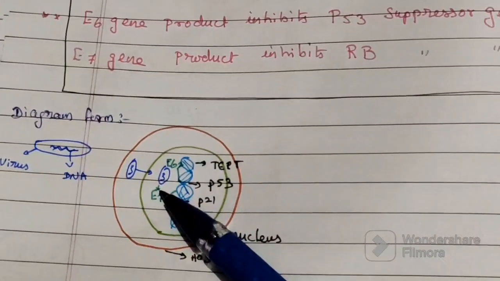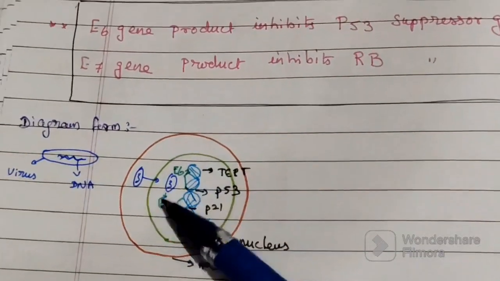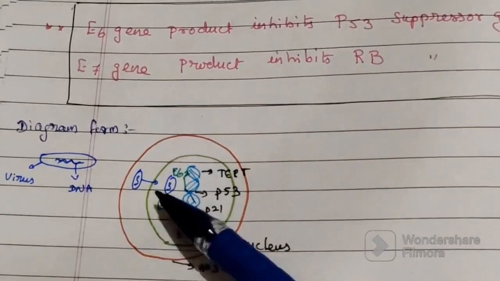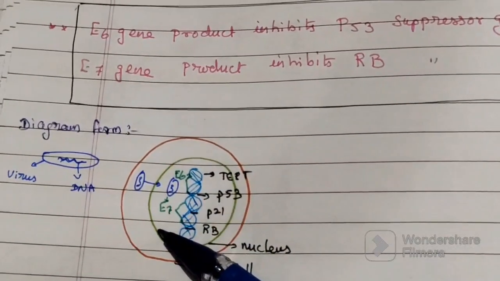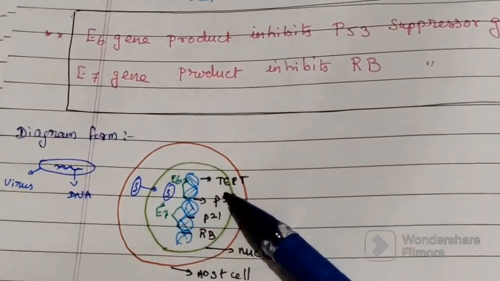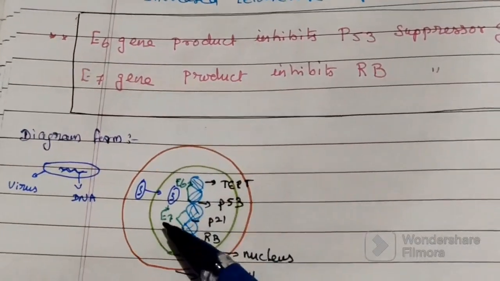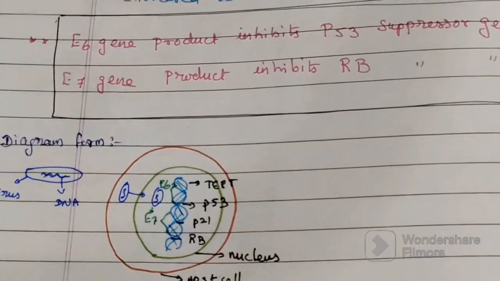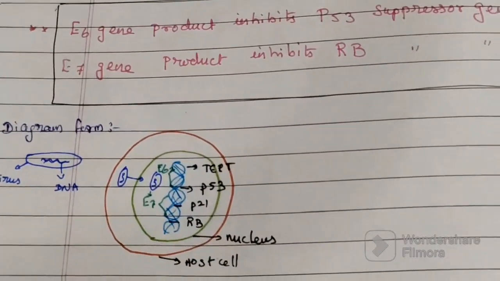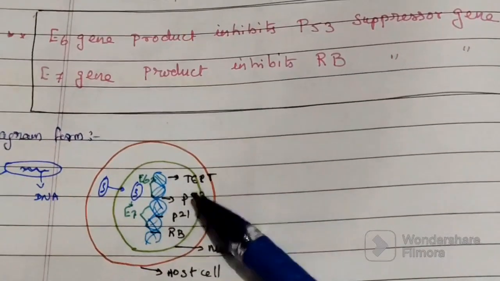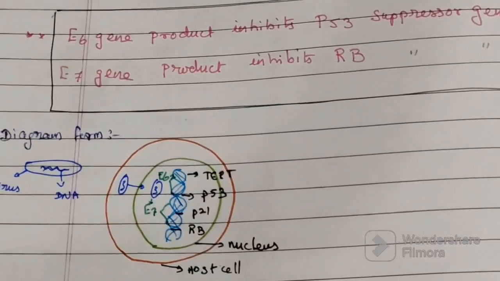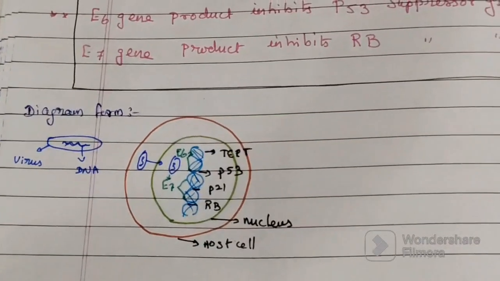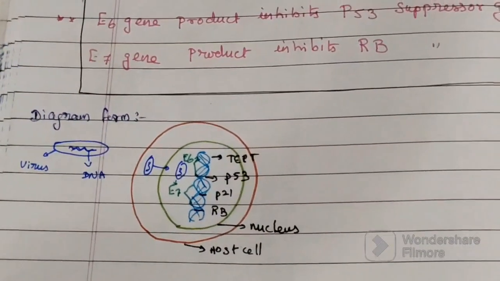After entering the nucleus, it expresses 2 genes. So this virus only expresses the 2 genes, E6 and E7. Then E6 mutates TERT and P53. E7 mutates P21 and RB. Of all the mutated genes, only TERT will be stimulated; the remaining 3 will be inhibited. So this is the diagrammatic form of human papilloma virus.